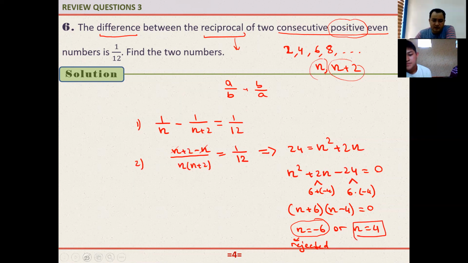Now we'll write our final answer. So it says find the two numbers. So dot, dot, dot. If the first number is 4, second number should be 6. Okay, so that their difference of the reciprocals equals 1 over 12.